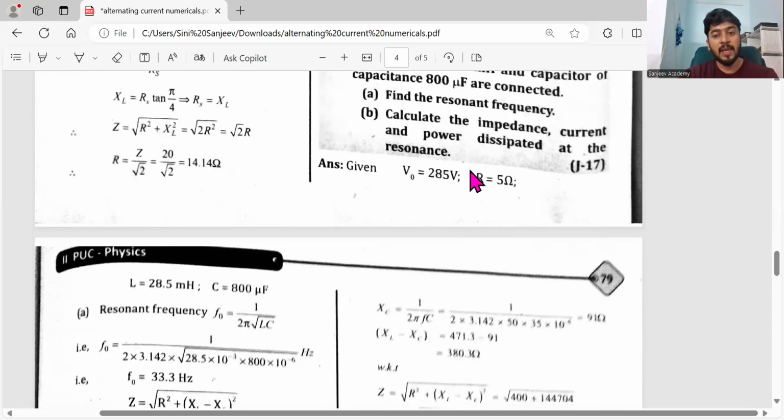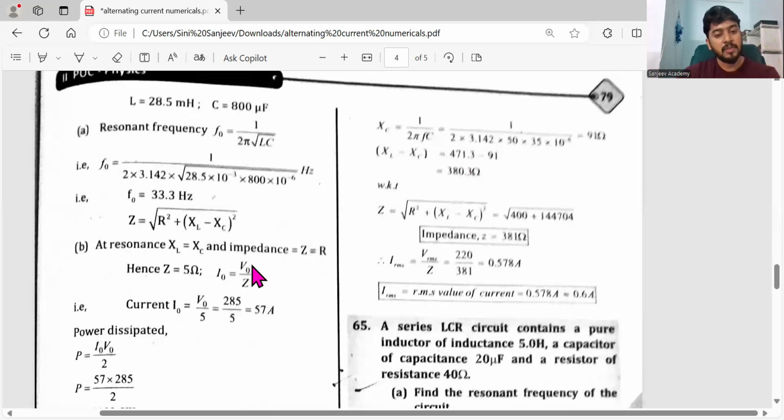Second question is: calculate the impedance. If the circuit is at resonance, impedance is equal to what? Pure resistive circuit, so Z is equal to R, Z is equal to 5 ohm. So I is equal to V by R. Voltage is given, 285, by impedance, whatever we got, the resistor value 5 ohm. Why is it 5? Because during resonance the circuit becomes purely resistive, in the sense Z will be equal to R. That is the condition.